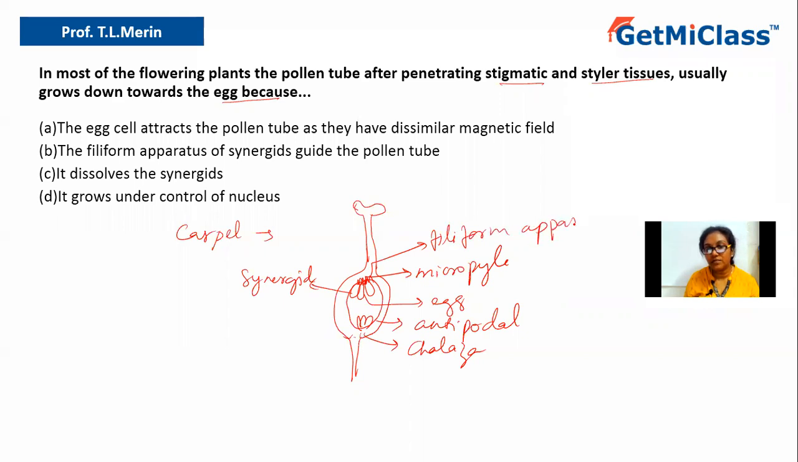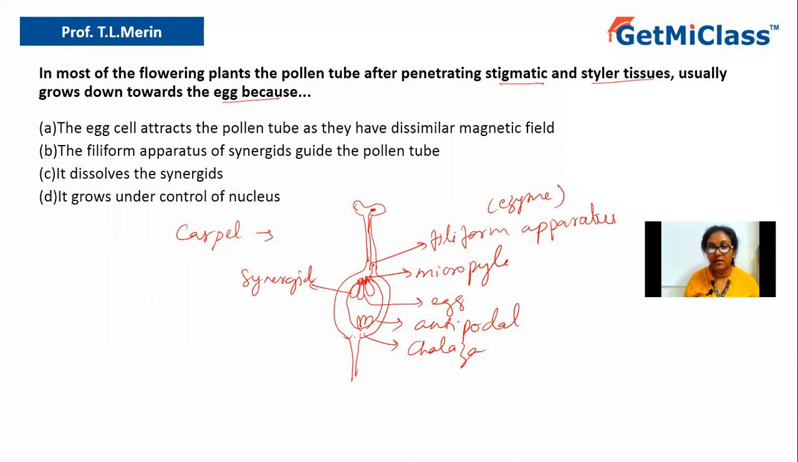What is the function of these filiform apparatus? The function is to guide the pollen grain. How? By secreting certain enzymes. They secrete certain enzymes which will attract the growth of the pollen tube. So the pollen grain is here and the pollen tube will grow a little, and further it will keep on growing downwards because it gets attracted by the enzymes and the chemicals which are produced.